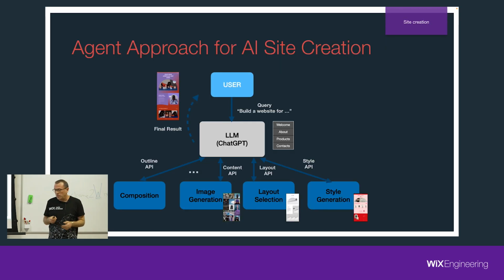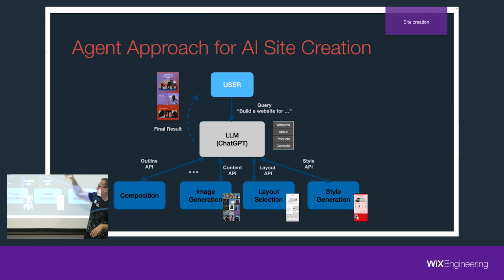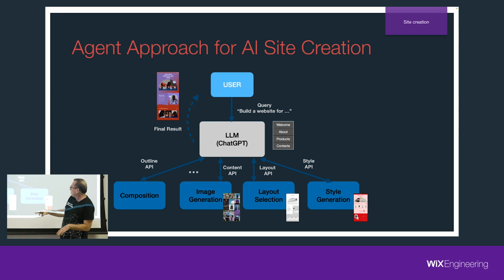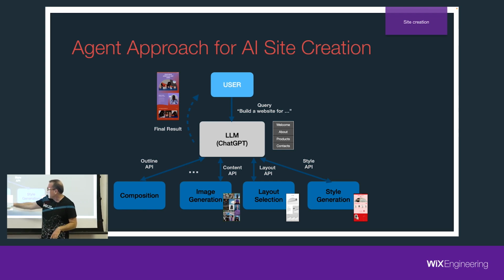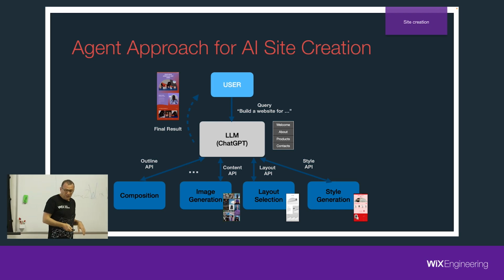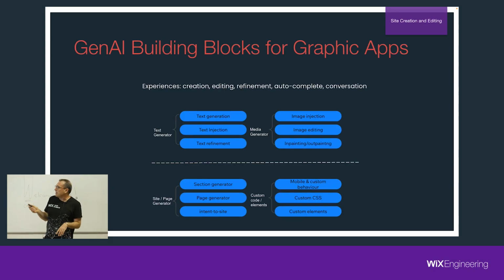So just to wrap up, we talked about this agent approach for AI site creation, where a user comes in and has a query, build me a website, and ChatGPT generates the structure of the website. Then it could go to the style generation, it can go to the layout generation or selection, it can go to the image generation, and get all of these pieces of information. The last API can take all these pieces, combine them together, and then we get the final result, which looks like this. And the final thought I have on this is that I tried to put down all the basic building blocks that generative AI provides for graphic design applications and for website building.